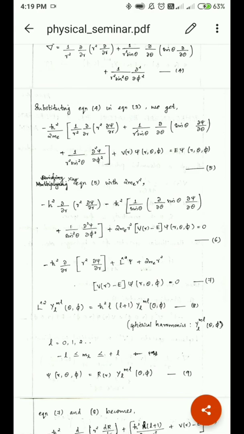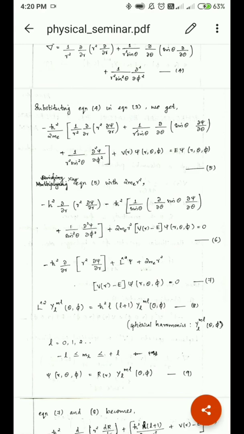Here in this equation we can see that the second term consists of the theta and phi dependencies, so it can be written as L cap square psi. Substituting this, we write the seventh equation, which is minus h cross square dou by dou r into r square dou psi by dou r plus L cap square psi plus 2 me r square V of r minus E psi of r theta phi equal to 0.